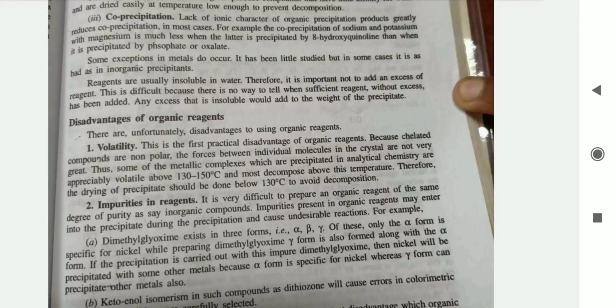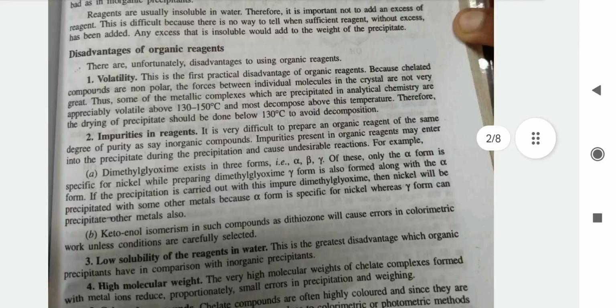Therefore, the drying of precipitate should be done below 130 degrees Celsius to avoid decomposition. 2. Impurities in reagents. It is very difficult to prepare an organic reagent of the same degree of purity as, say, inorganic compounds. Impurities present in organic reagents may enter into the precipitate during the precipitation and cause undesirable reactions.